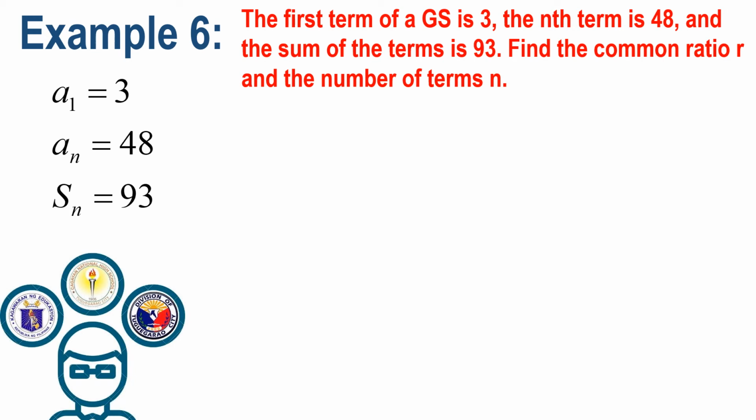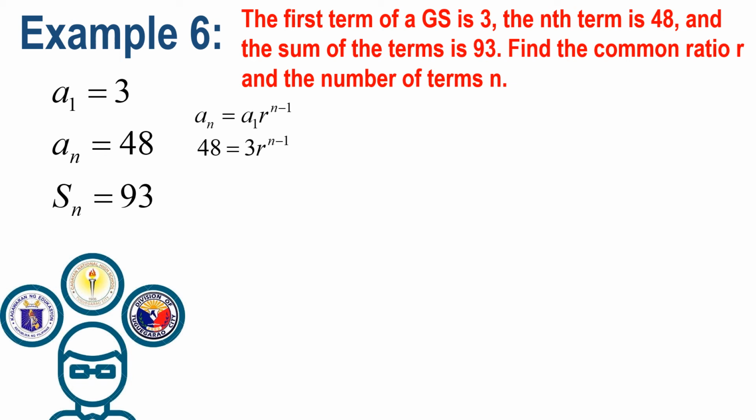Now, since we are looking for the common ratio r and the number of terms n, we are going to set up at least two equations also. So we now set up the first equation from the formula a sub n is equal to a sub 1 r raised to n minus 1. We know very well, class, that the last term or the nth term of a geometric sequence is defined by a sub n equals a sub 1 times r raised to n minus 1. So from here, we are going to generate our first equation. So we replace a sub 1 with 3 and a sub n with 48, giving us 48 is equal to 3 times r raised to n minus 1.